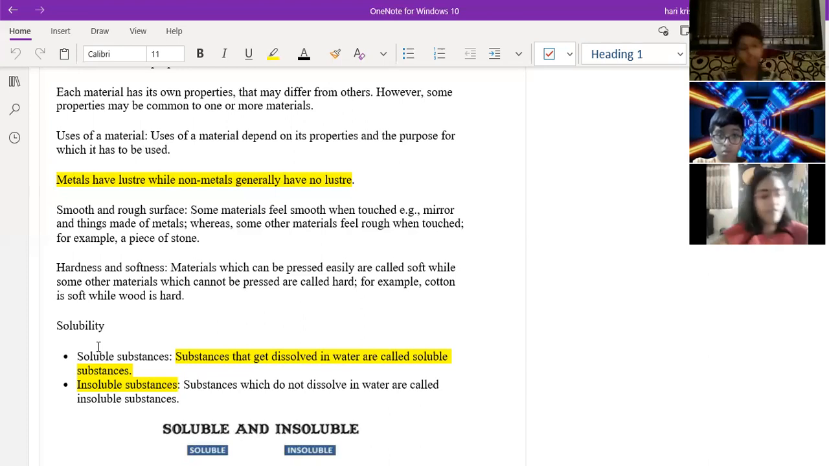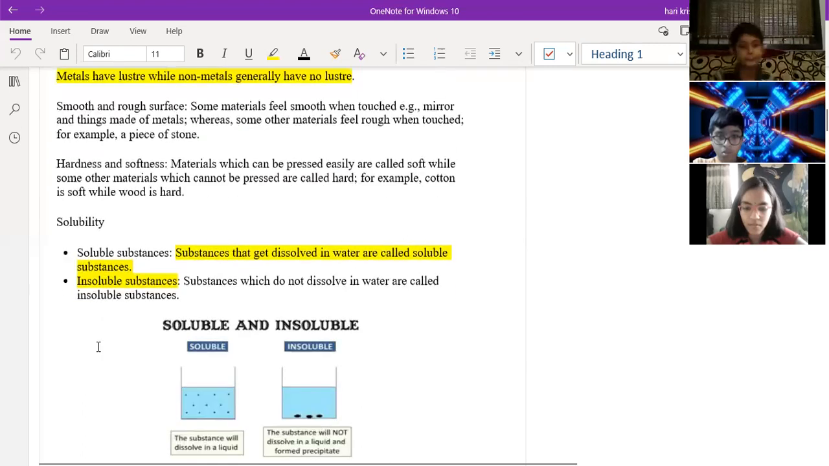Like iron, whichever has a shining surface, we will keep on one side. Whichever does not have a shiny surface, we will keep on the other side. In that way we can separate the metals and the non-metals. The next one is based upon rough surface and smooth surface. If you touch the object and feel the surface is smooth, you can keep it in one group. If the surface is hard or coarse, you can keep it in the other group. So this is also one type of classification, based upon roughness and smoothness.